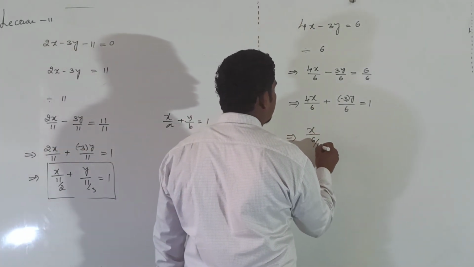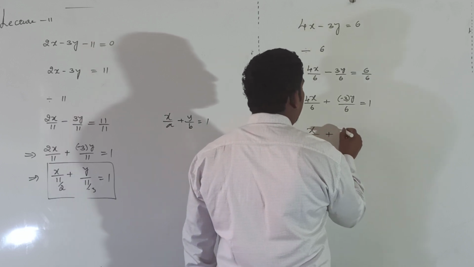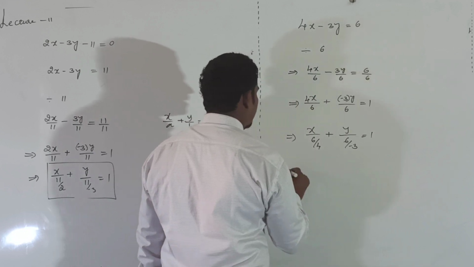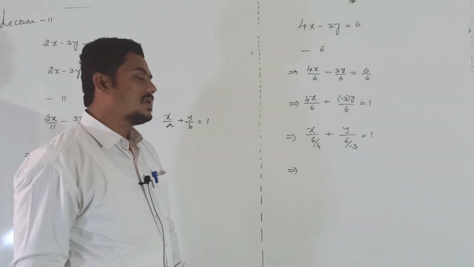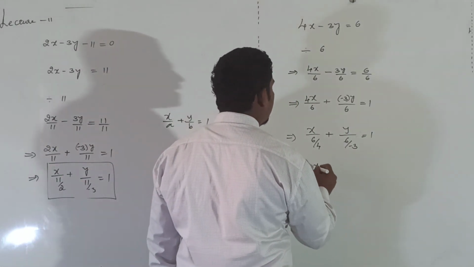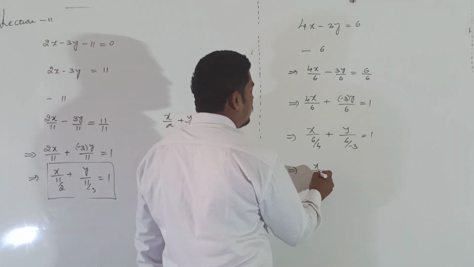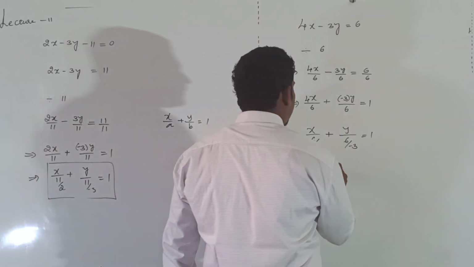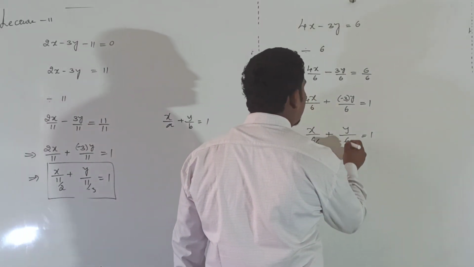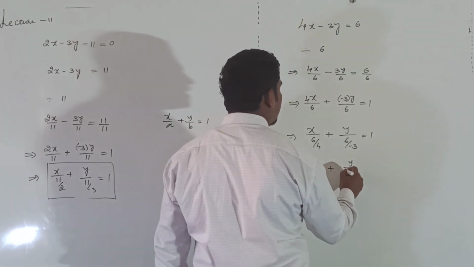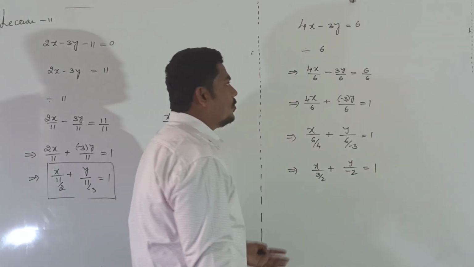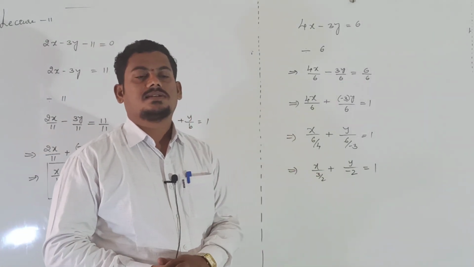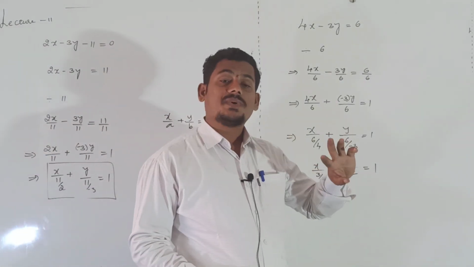x/6/4 + y/6/(-3) = 1. If it is simplified, then you can simplify, right? Then x/(3/2), since 6 by 4 is 3 by 2, plus y/(6/(-3)), which means -2, equals 1, which is the intercept form of the given equation. Intercept form, not slope intercept.